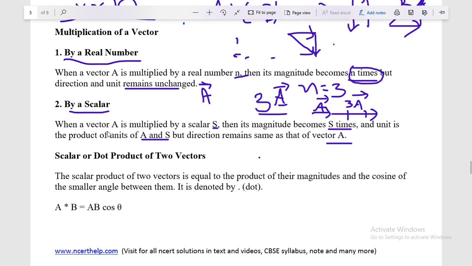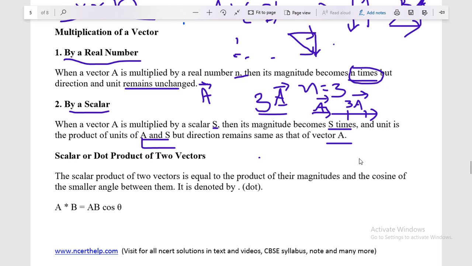So you can see here, when vector a is multiplied by s, its magnitude becomes s times. So the magnitude will increase by s times, and the unit is the product of the unit of a and s, but the direction remains the same as that of vector a.